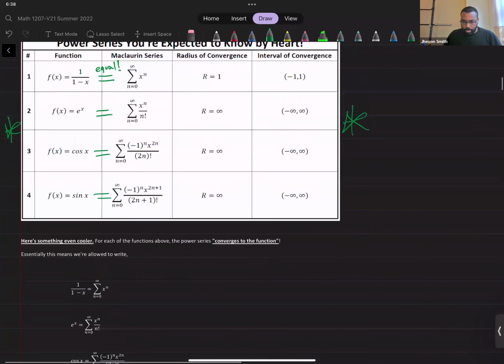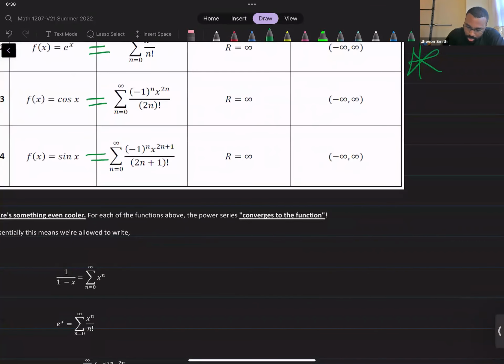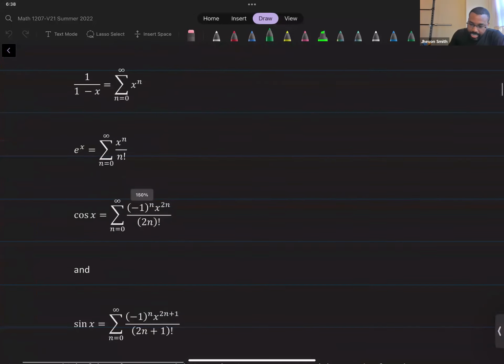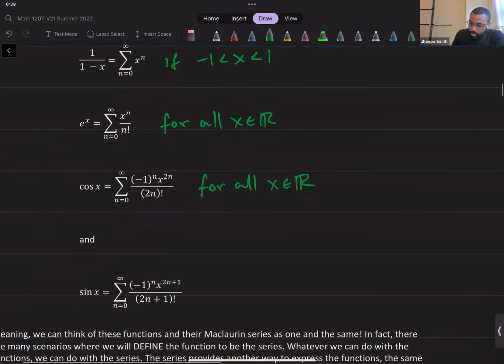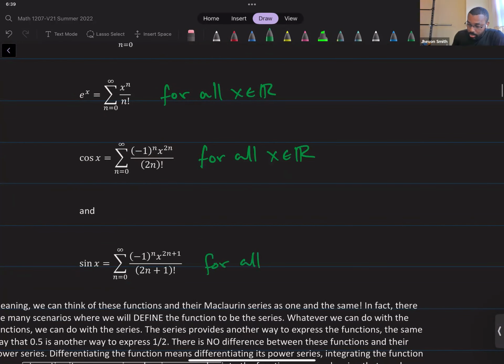Let me just make some notes here before I run off. We'll justify later. And so basically what I'm saying is you can think of these things as equality. 1 over 1 minus x is that guy if your x is between that. E to the x is this guy, well, for all x. Cosine is this guy for all x. Sine of x is this guy for all x.